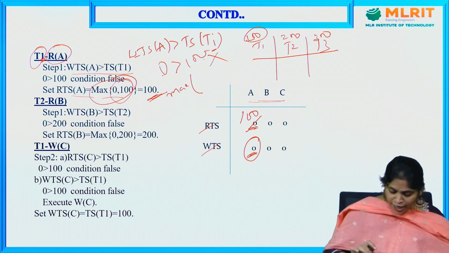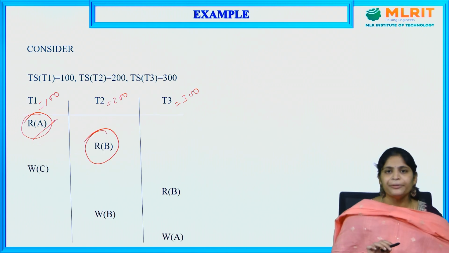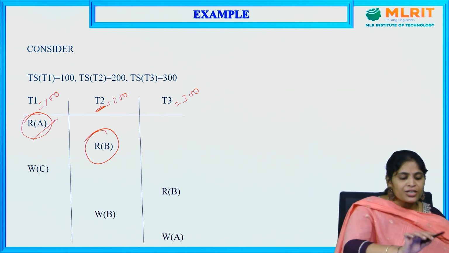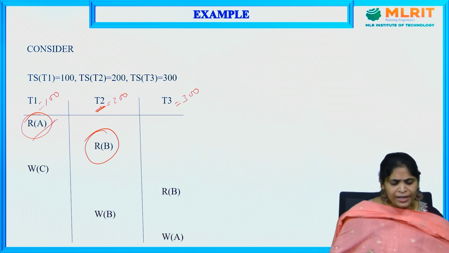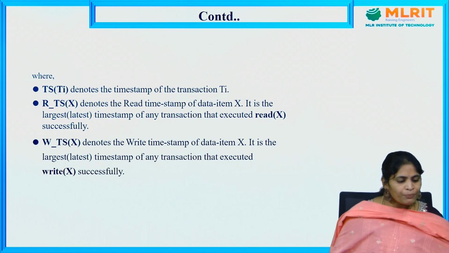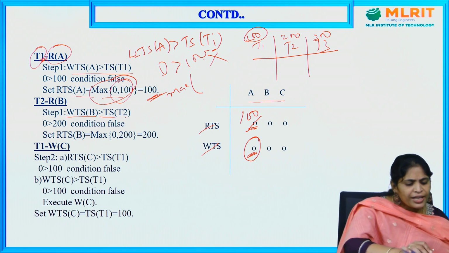Okay. So, now let us consider the second transaction. What is the second transaction? Read, that too for T2. So, here let us consider for read transaction, we need to check WTS. Right, the first step. So, see here WTS of B is greater than TS of T2.